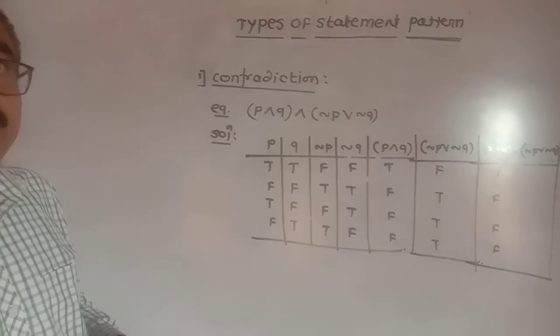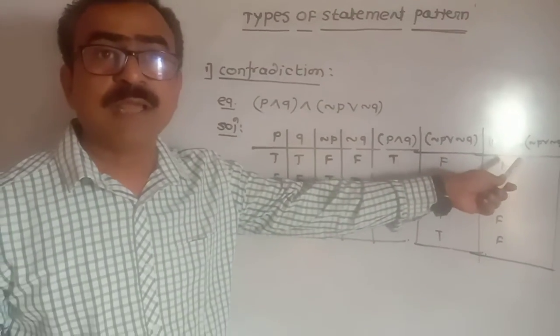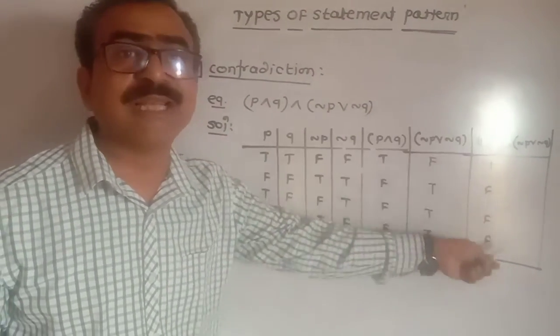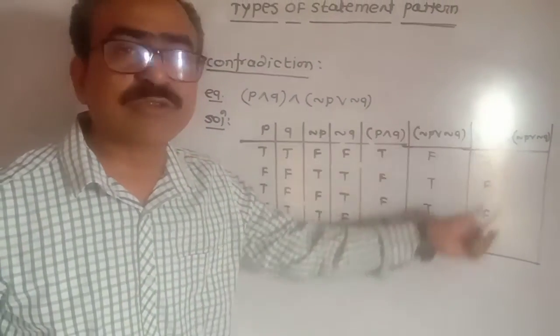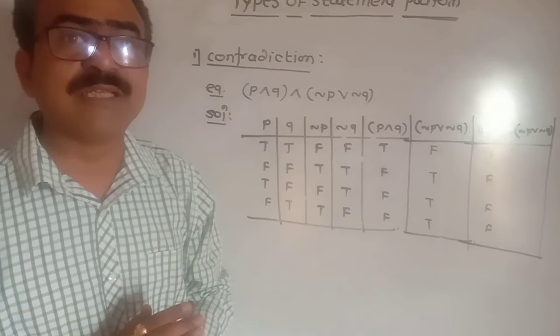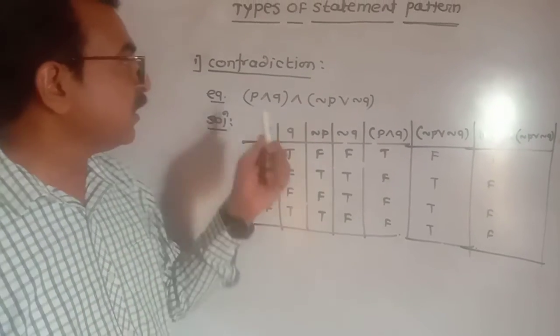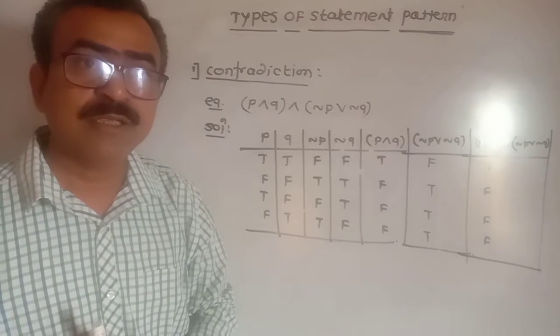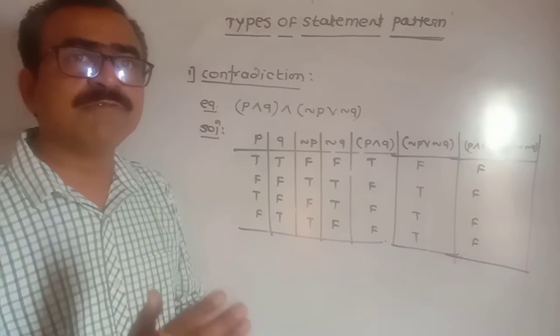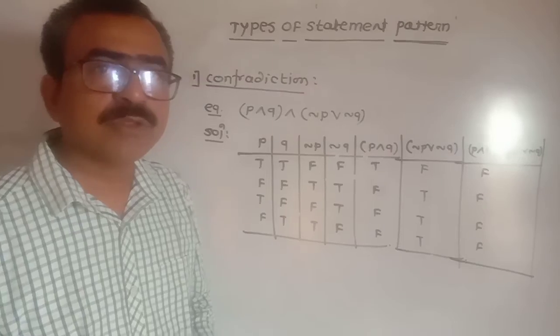So friend, if you observe this truth table, and especially the last column of the truth table, then you observe that in the last column all the entries are F, and because of that this statement pattern is called a contradiction.